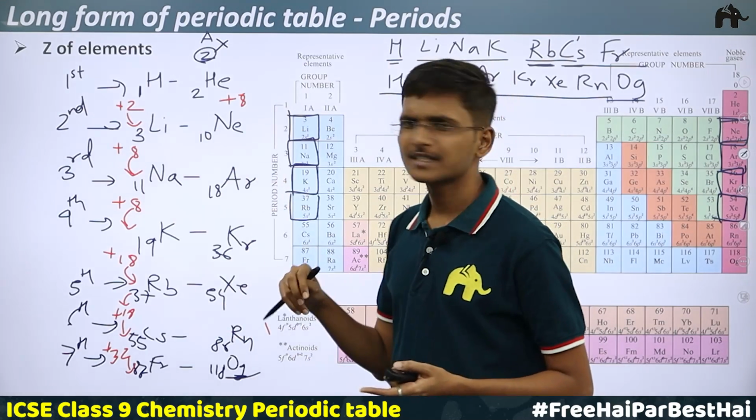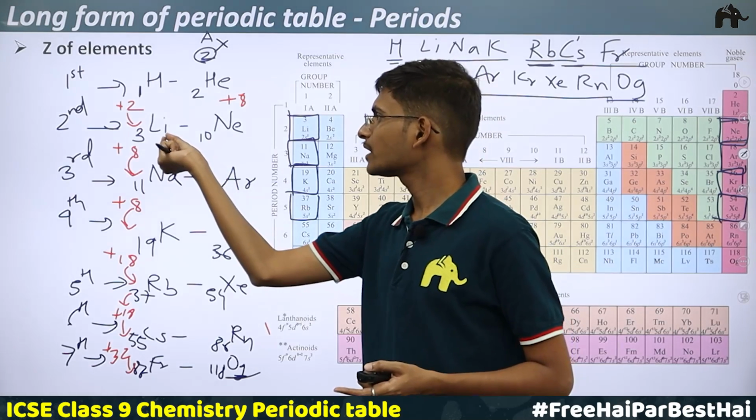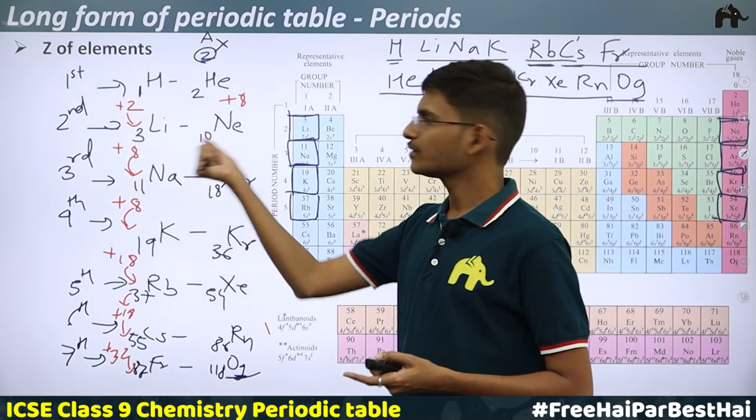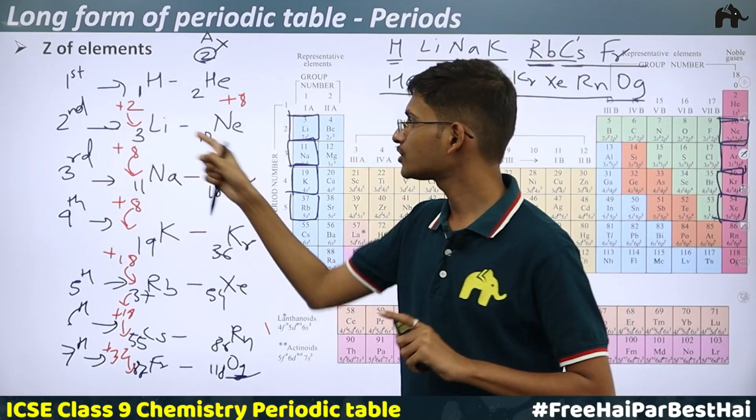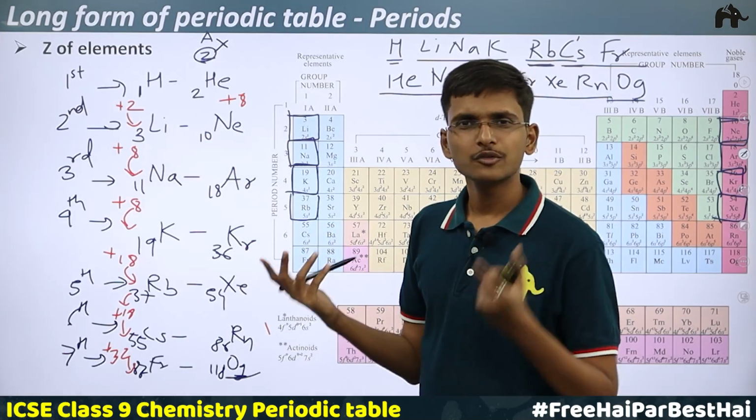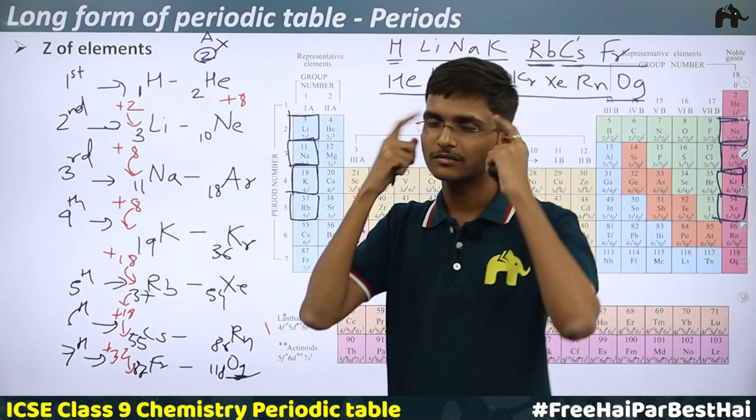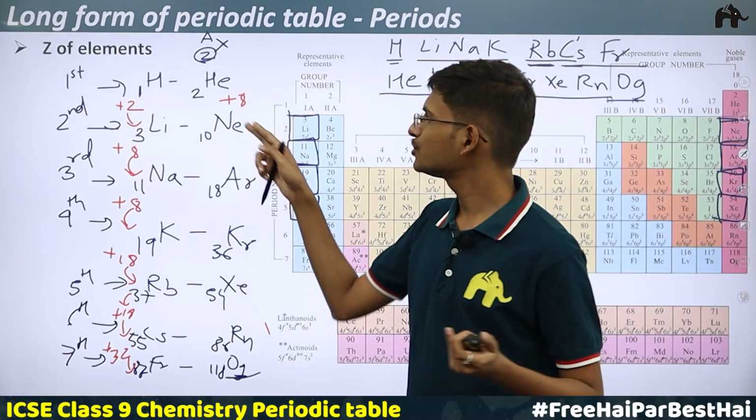Fine. Or simply you can just add the number of elements from the first element to the last element. Like 3 plus 7, you get 10. And why 7? Because you are including this third element as well. So anyway you can do, that's the simple math behind the atomic number trick, which you can use.